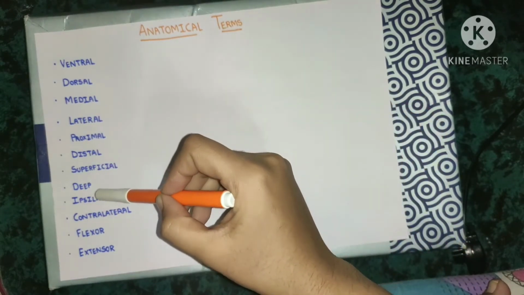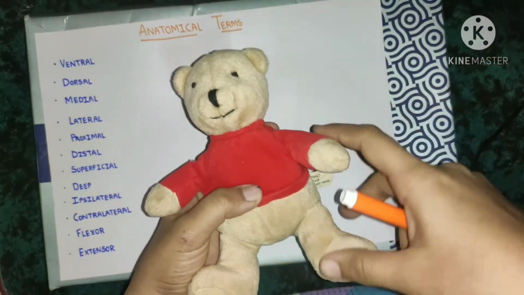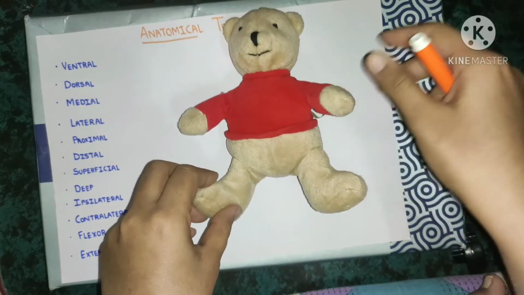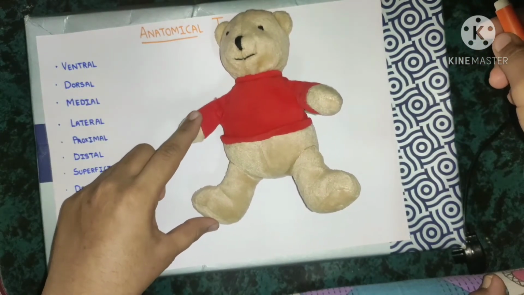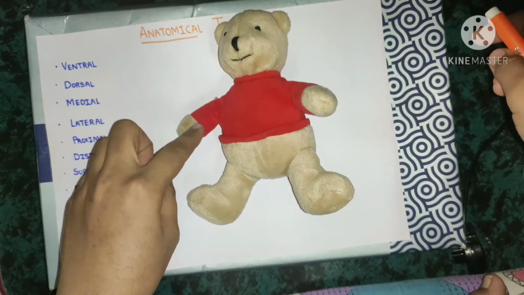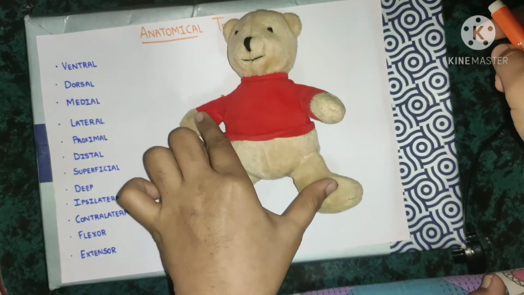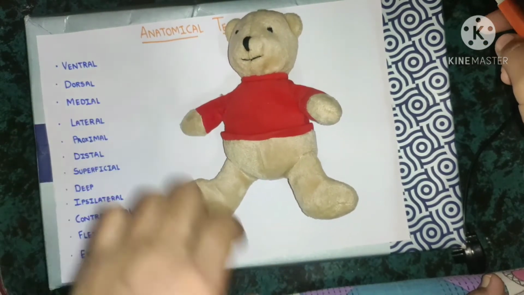Now ipsilateral and contralateral. Ipsilateral is used for the same side whereas contralateral is used for opposite side. So right upper limb and right lower limb, these are located ipsilaterally. But right upper limb and left lower limb, they are located contralaterally. Contralateral means opposite side, ipsilateral same side.